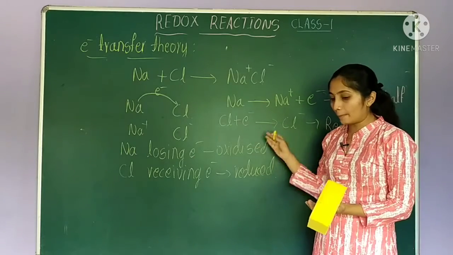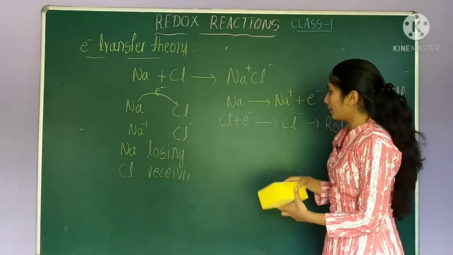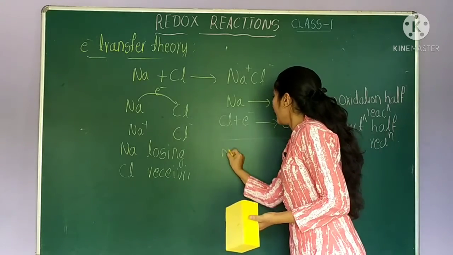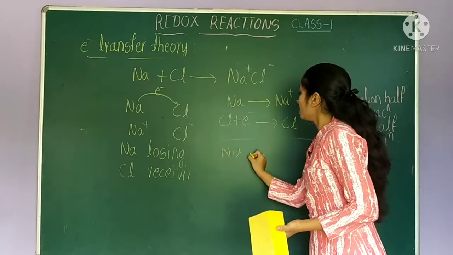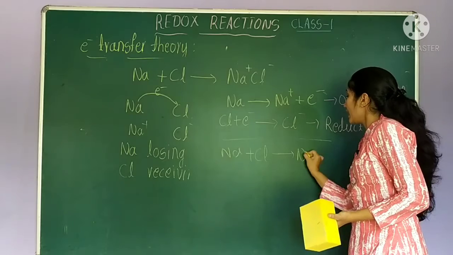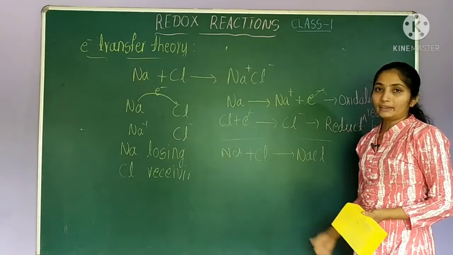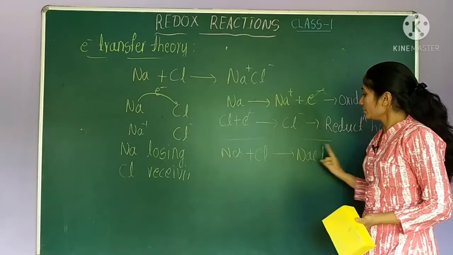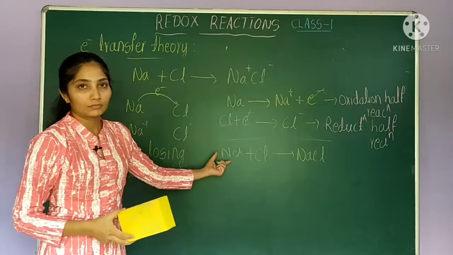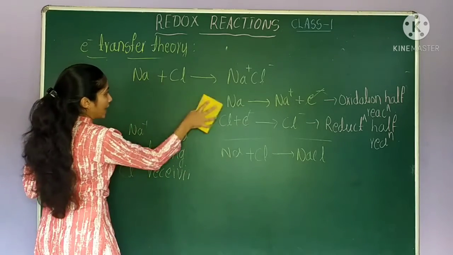So if I combine these two reactions, I will get Na plus Cl forms NaCl. Electron will get cancelled here. So Na plus Cl gives NaCl. This is not a balanced reaction. You will not get Cl. Let me write the balanced reaction now. So how will you balance this reaction?